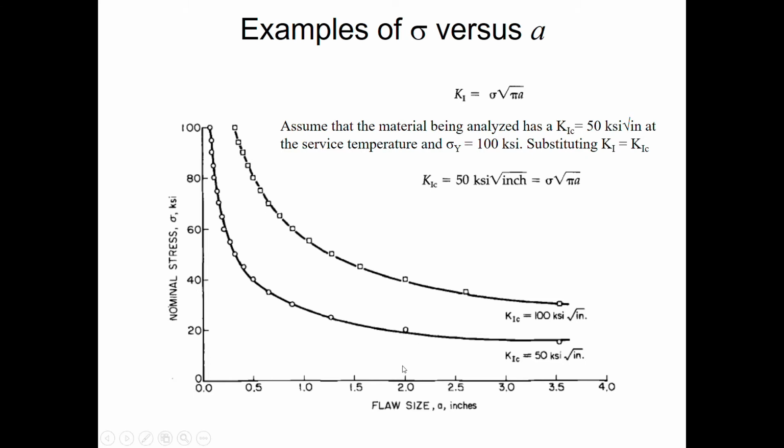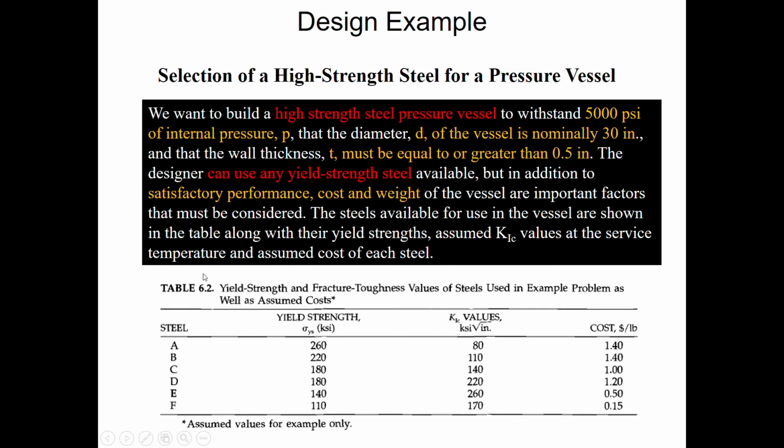So you can see, even if I have a flaw size, let's say 1.5, for this K1C graph, the nominal stress will be 20 ksi. This is just for example. Let's say for the same flaw size, but we have a different value of K1C, the stress will be higher, which will be 40 something. Okay, this is the design example.